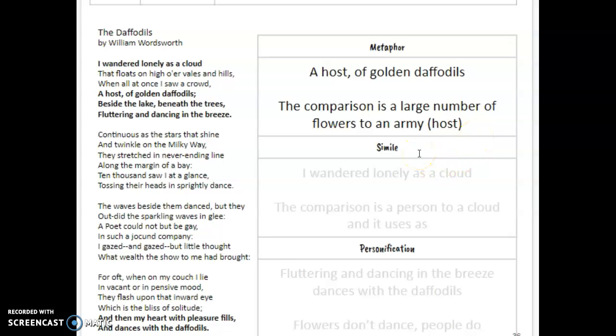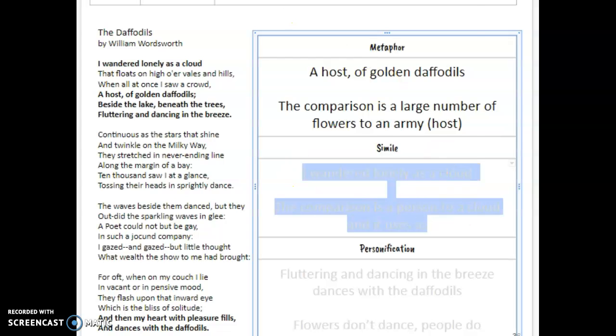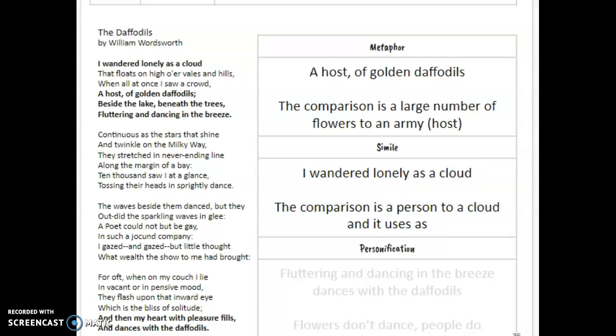A simile that I already highlighted for you was, I wandered lonely as a cloud. And the comparison is a person to a cloud, and it's using as. Clearly a person can't be a cloud, and then the use of as makes it a simile rather than a metaphor.